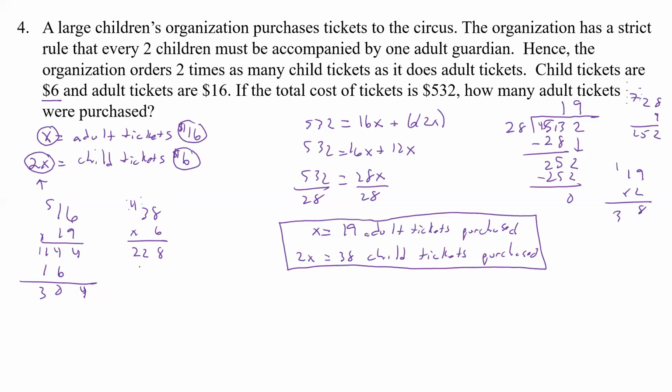Now do those two added together equal what we need? 304. That's 12. Carry 1, 2, 3. And that's 532. That's what it's supposed to equal. So that is the correct number of tickets for both the adult and the child. All right, we'll pause there and we'll come back.